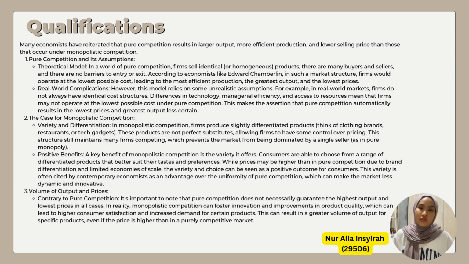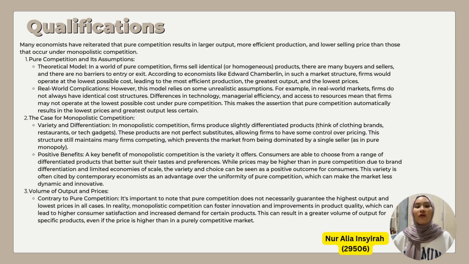Second, the case of monopolistic competition. Variety and differentiation. In monopolistic competition, firms produce slightly different products. Think of clothing brands, restaurants, or technology gadgets. These products are not perfect substitutes, allowing the firms to have some control over pricing. This structure also still maintains meaningful competition, which prevents the market from being dominated by a single seller as in pure monopoly. Positive benefit.